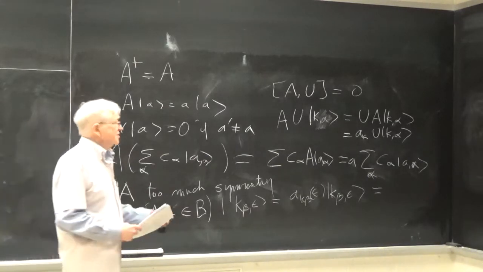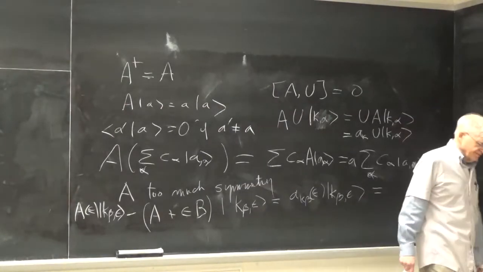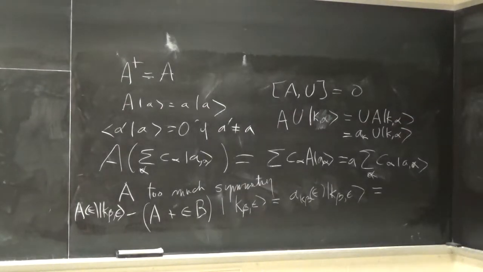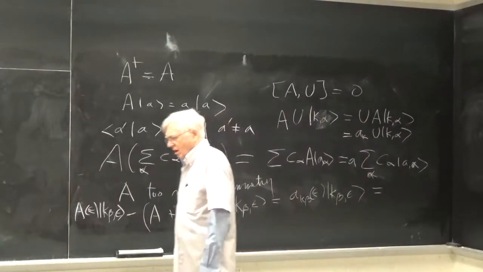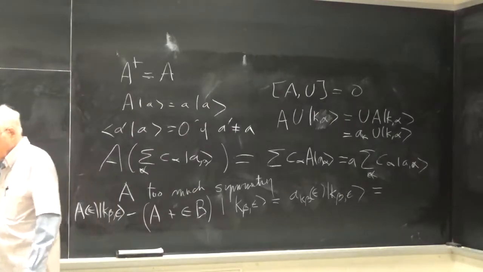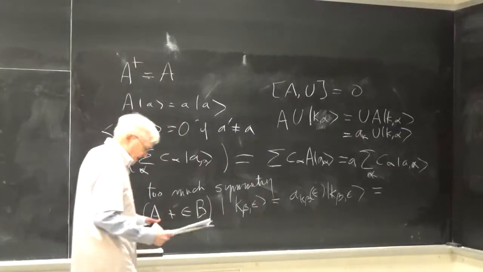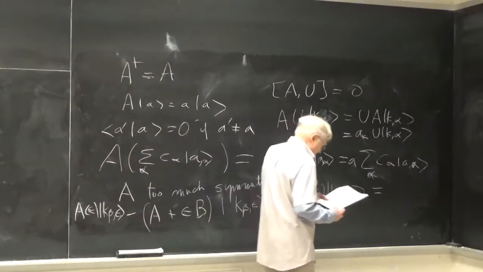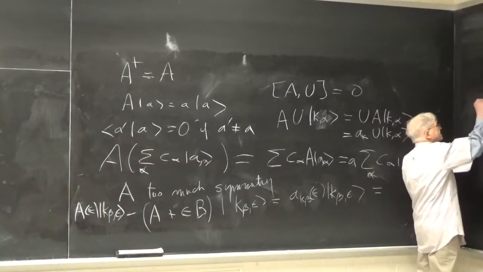Let me go back to the other question, though, namely, when you have degenerate eigenvalues, can you still have a complete set of eigenvectors? And the answer to that is yes, and the argument, roughly speaking, is this.